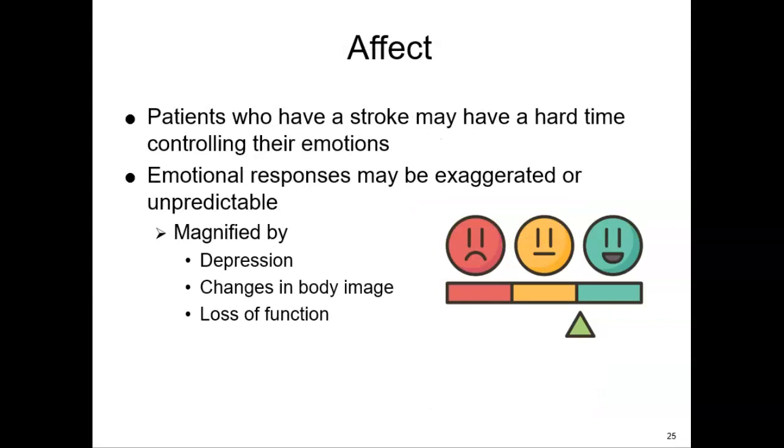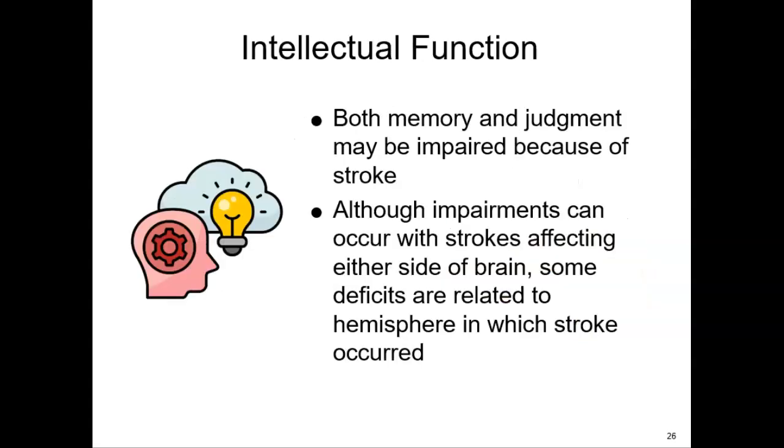Affect. Folks with strokes may have a hard time controlling their emotions. They may be labile and unpredictable. They may be completely exaggerated, and this can be magnified by what they're going through, the loss of function, the changes in their own self, and that can cause depression. As far as intellectual function, both memory and judgment can be impaired, and it also can impair their ability to learn.